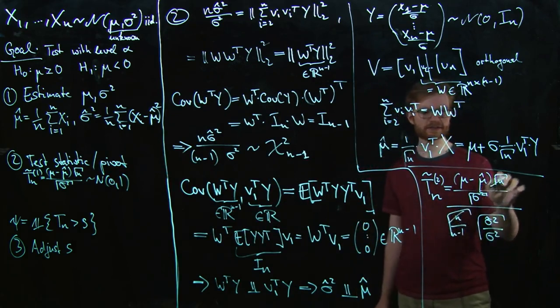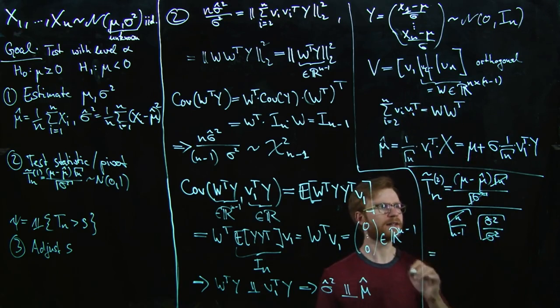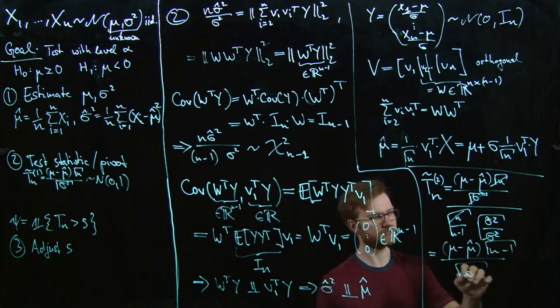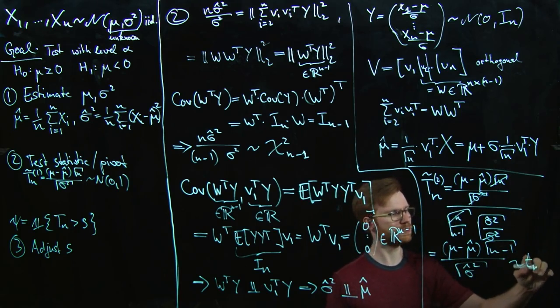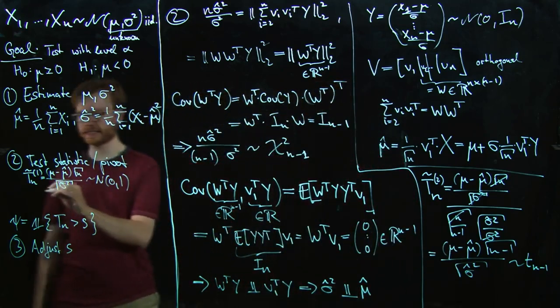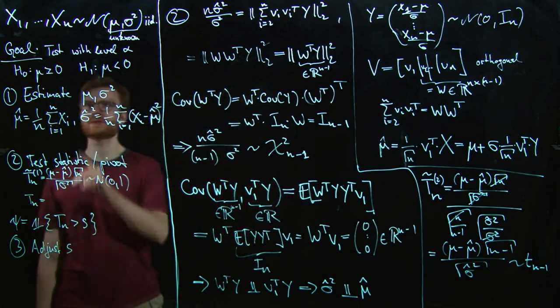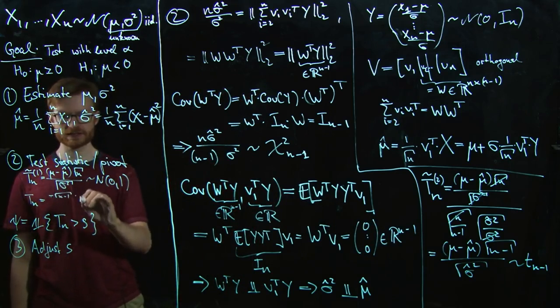Now n cancels out. Sigma cancels out. This is why we did it. And we end up with mu minus mu hat times square root n minus 1 over square root sigma hat squared. And by this consideration, we know that this follows a t distribution with n minus 1 degrees of freedom. And now, finally, to get the pivot we want, namely the actual Tn, we will plug in mu equals 0 for the hypothesis test there. So we end up with minus square root n minus 1 times mu hat over square root sigma hat squared.